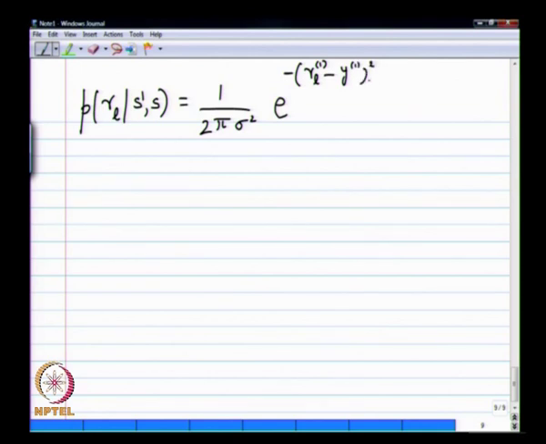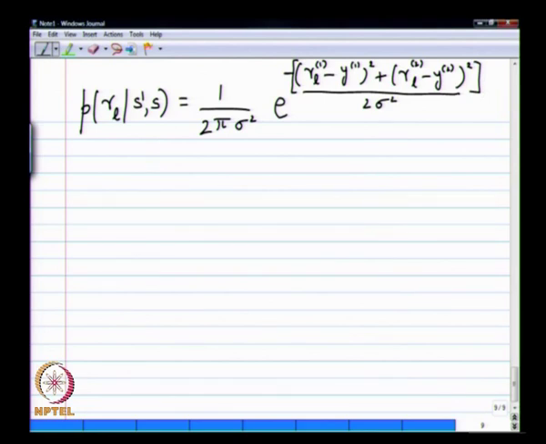Okay, and then you will have e power minus (R1l minus Y1) squared plus (R2l minus Y2) squared by 2 sigma squared. Okay, remember this minus is for everything. Okay, that's the formula for this probability. Is that okay? So the branch metric for BCJR is computed like this.